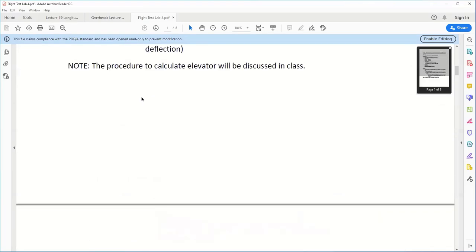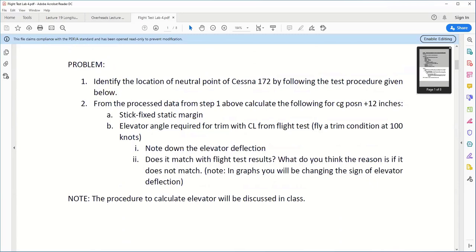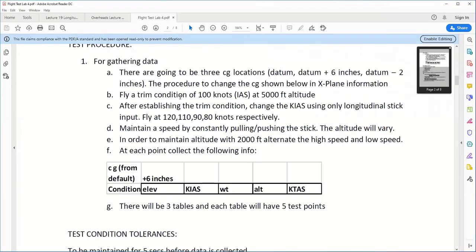For problem 2, we are going to fly the aircraft at CG plus 12 inches, and you have to find the stick fixed static margin. I hope you know the formula for that. Then you also have to calculate the elevator angle required for trim with the CL from flight test. So you fly a condition at 100 knots, 5,000 feet, CG plus 12, and note down the elevator from X-Plane, and then using the CL calculated or from X-Plane, you are going to go back.